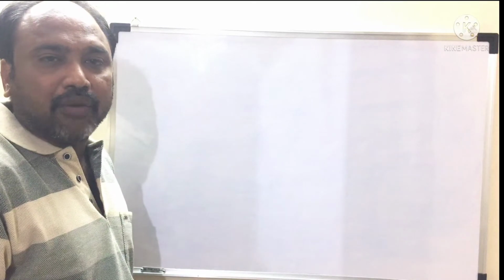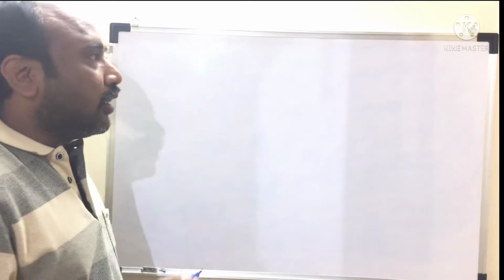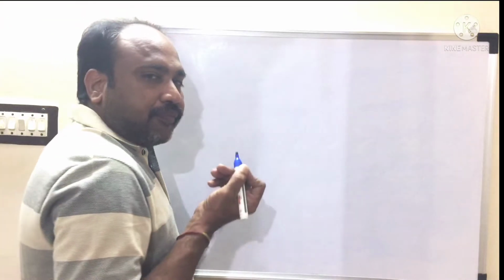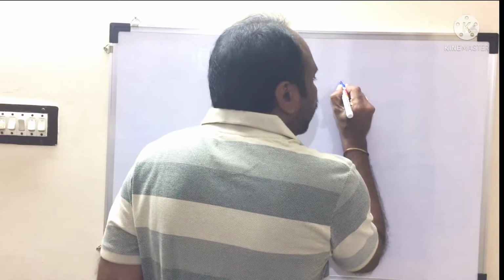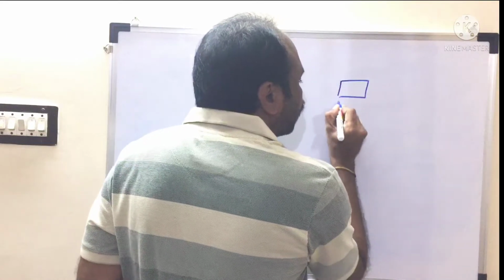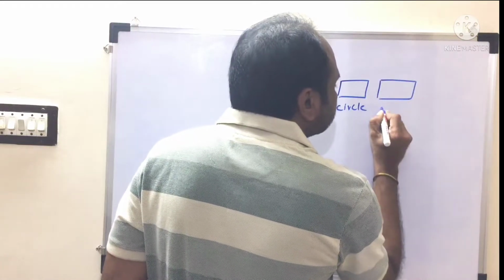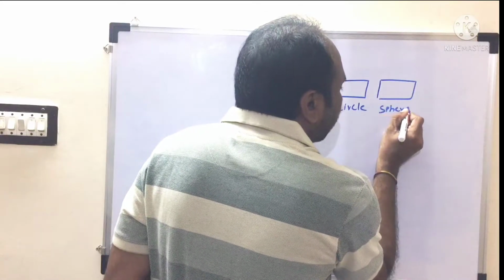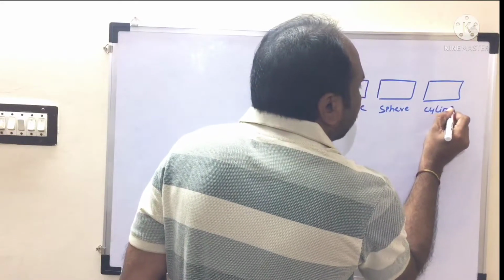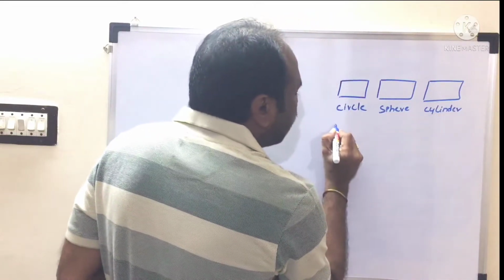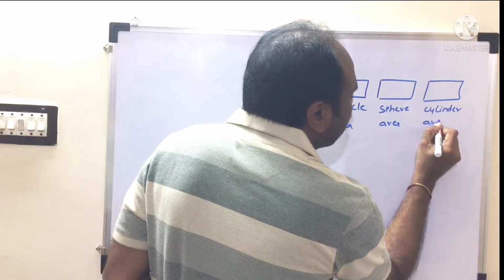In today's video, I am going to explain an example program using abstract class. In the last video, I clearly explained in which cases we have to use abstract class. I have more than one object, for example, I have a circle object, a sphere object, and a cylinder object. I want to find out the area of circle, area of sphere, and area of cylinder.